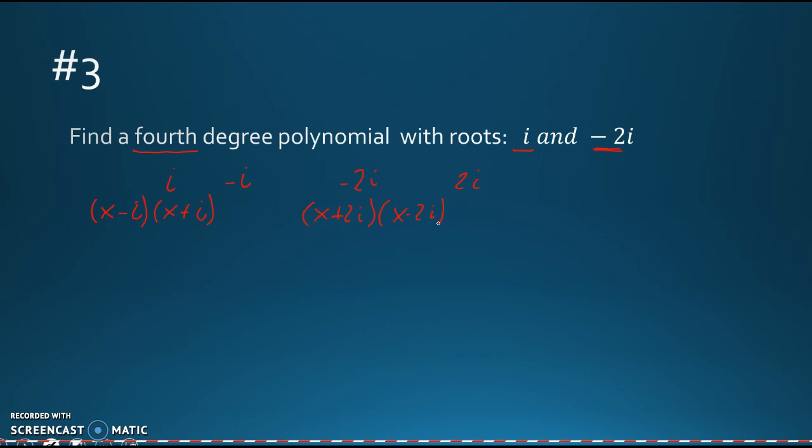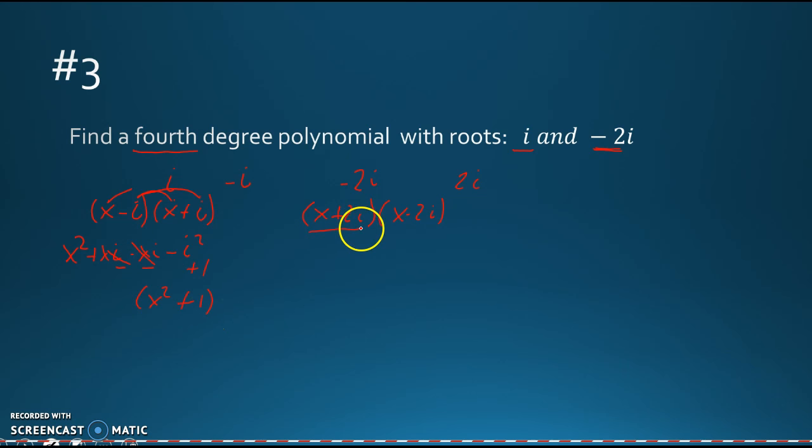I want to start by multiplying these two together. I'm going to take x times x is x squared. Then I'm going to take x times i, which is xi. Then I'm going to take negative i times x, which is negative xi. And then negative i times positive i, which is negative i squared. But negative i squared is negative 1, so that's positive 1. Xi and negative xi, those cancel each other out. And so what my final answer is going to look like is x squared plus 1.